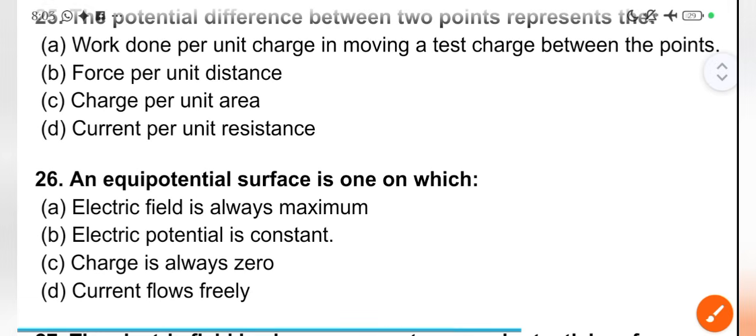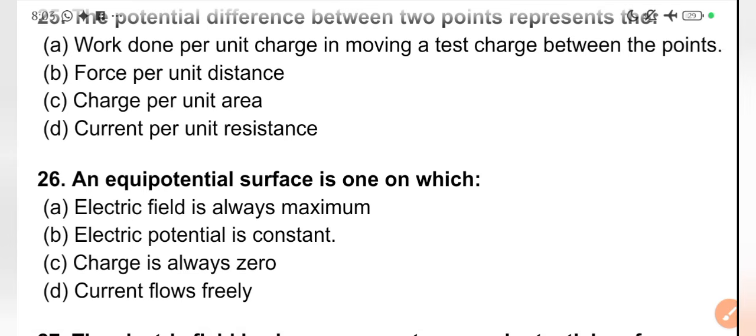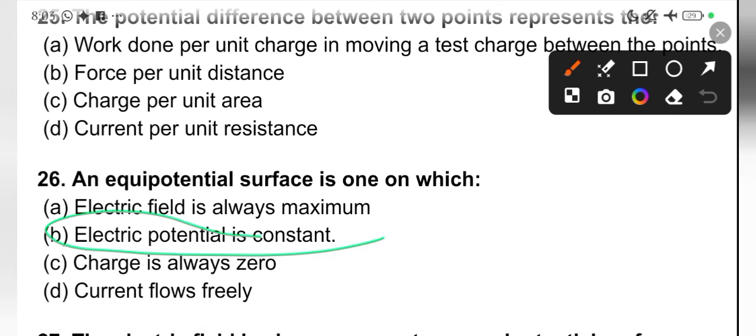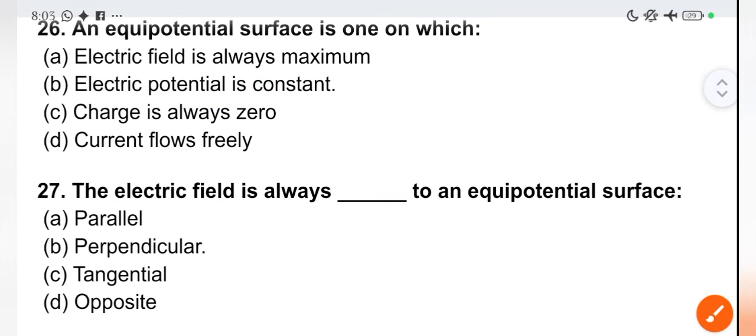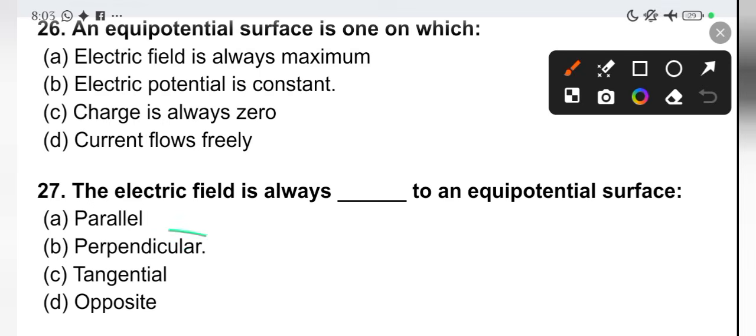Alright, 26. An equipotential surface is one on which the electric potential is constant. When you hear anything equipotential, that's potential in equilibrium. So the electric potential is constant. The electric field is always perpendicular to an equipotential surface. It's always perpendicular.